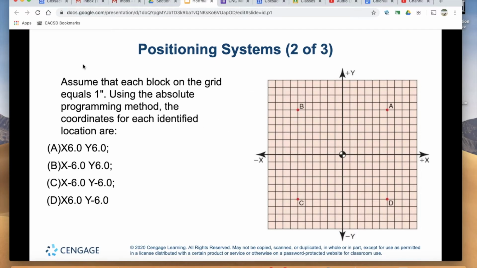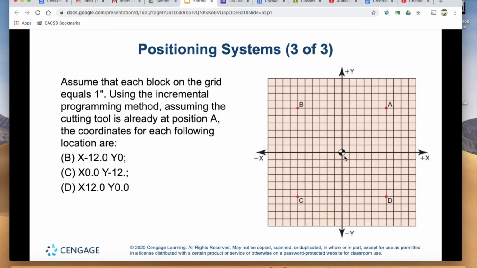So an example of absolute programming, you can see that there's an origin there in the center, and points A, B, C, and D are referenced off of that origin. So say A is positive X 6, Y positive 6. Similarly, we have the incremental programming system where we're going to have A, B, C, and D all represented a certain distance away from one another. So if we start at point A, point B is a certain distance from point A.